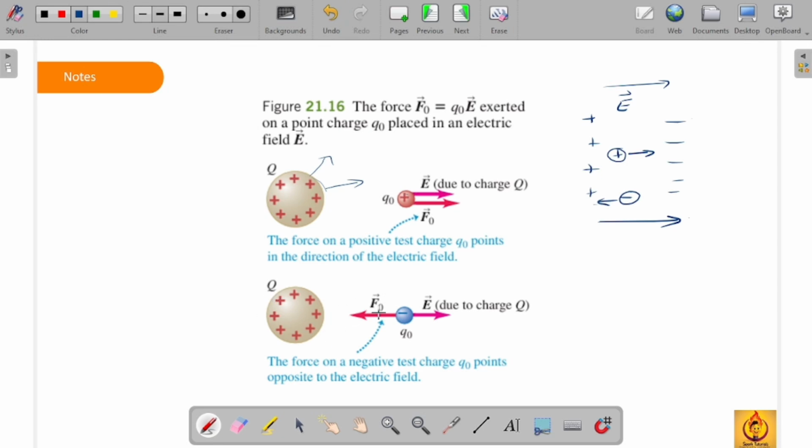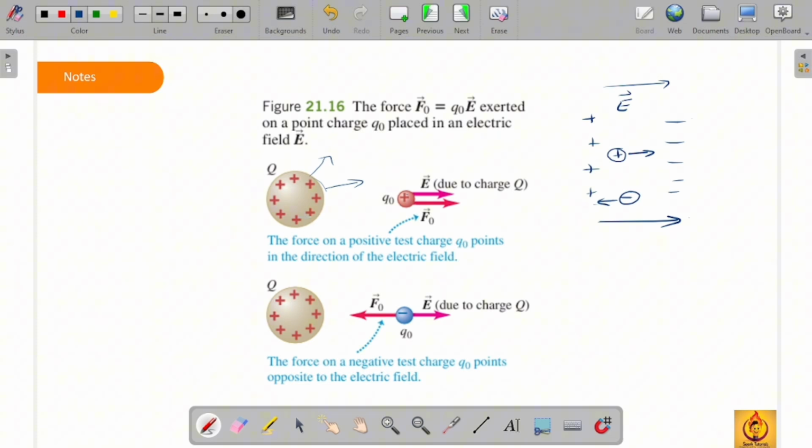Another case is whereby the same positive electric field is now exerted on a negative test charge. So we realize now the force exerted will be in the opposite direction to the electric field, because when it's negative, remember we said our electric field is from positive to negative.